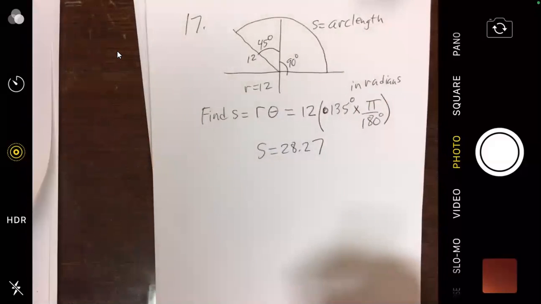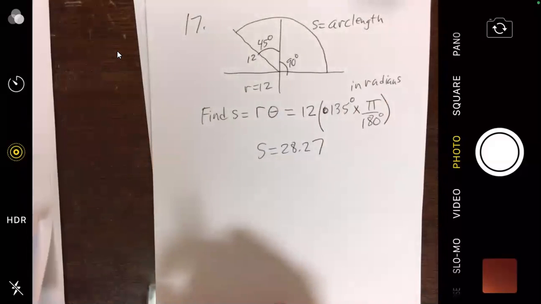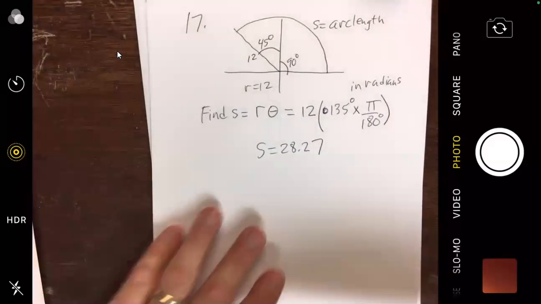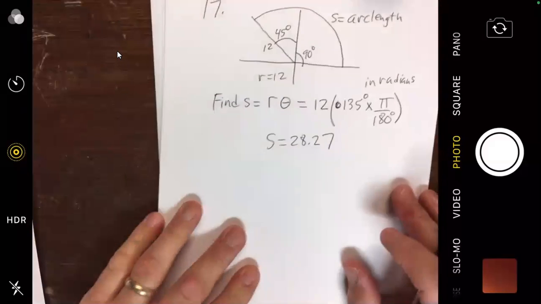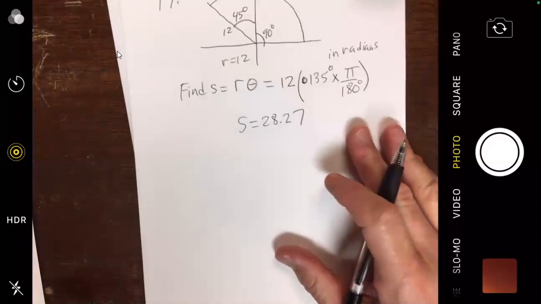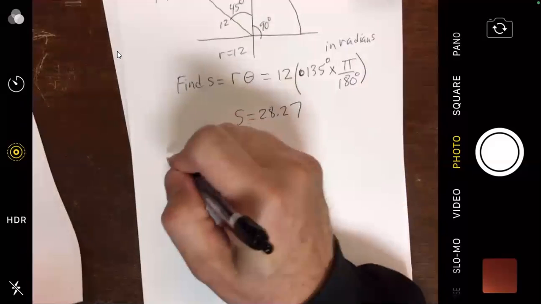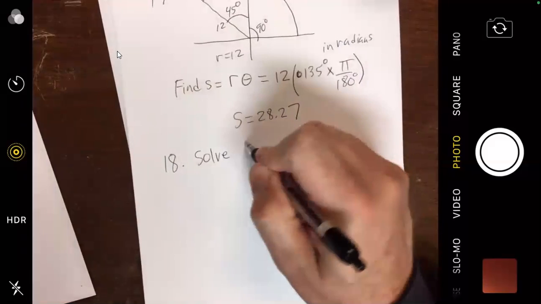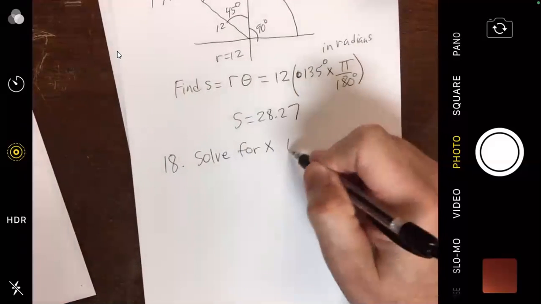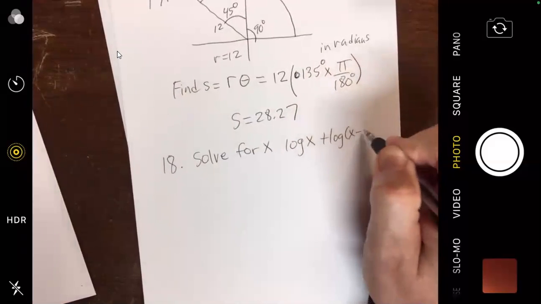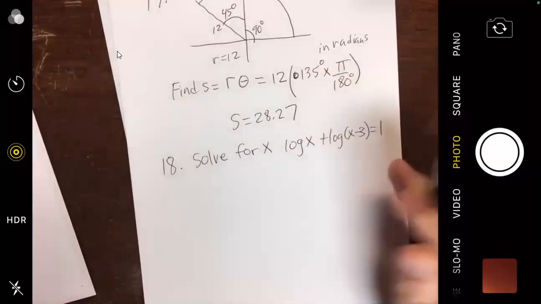All right, then the last three, we go back to logs and exponentials. They were off of chapter 4, very at the beginning. We've got just enough time to squeeze them in. Log of x, add a log of x minus 3. Is it 1?